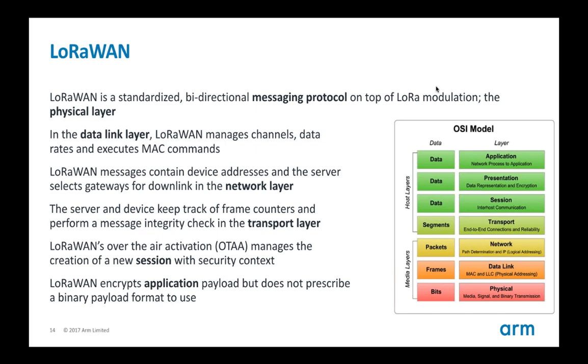In the transport layer, we have the tracking of the frame counters for uplink and downlink to perform message integrity, to see if messages have been retransmitted or to detect a replay attack. So that's part of the transport layer. On the session layer, we have the over-the-air activation, which is a mechanism to create new sessions. And a session is basically a security context with session keys, frame counters and address, as I will explain a bit later.